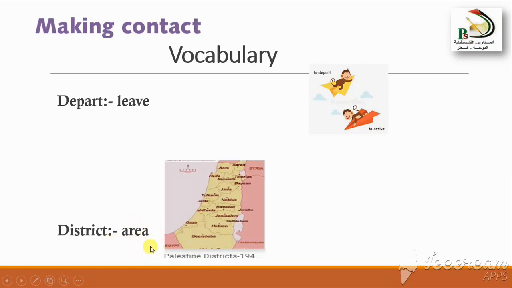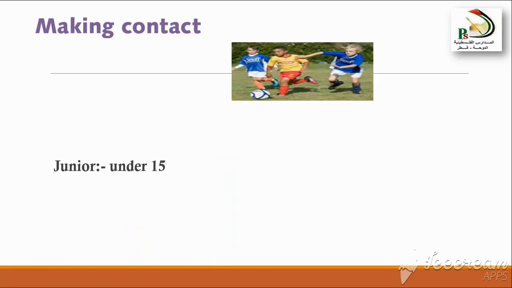District means areas. Yes, if you see this football team, you can easily guess their age that they are junior. Why? Because they are under 15. Like maybe there is a football match competition between senior and junior. So for the junior students, we will go to primary section. And in primary section from grade 2, 3, 4, 5, we will get our junior team, which is under 15.